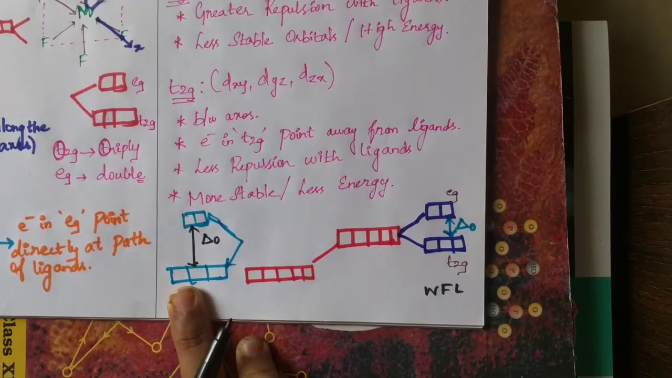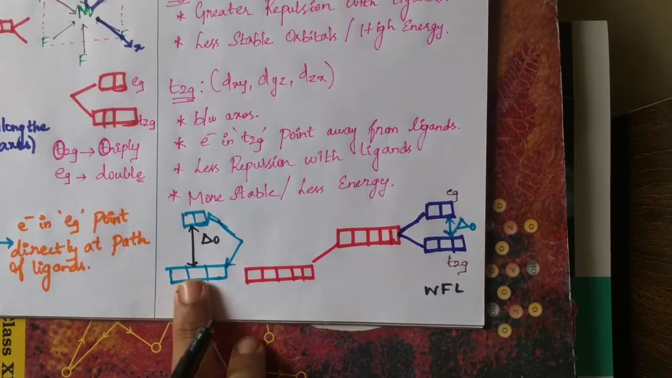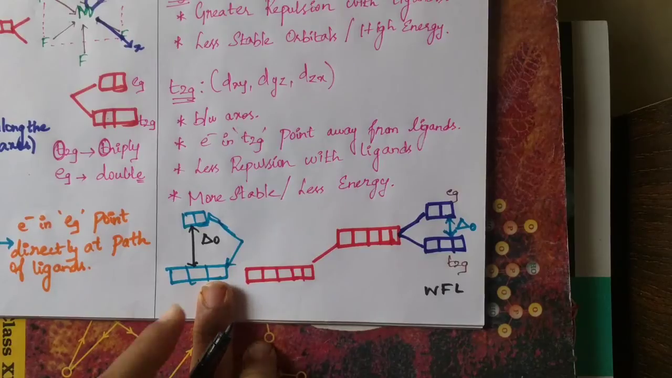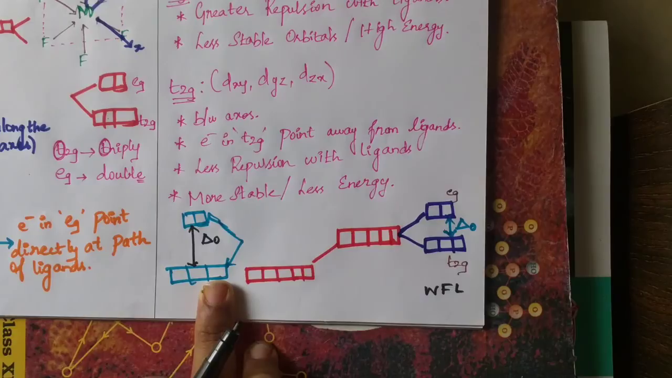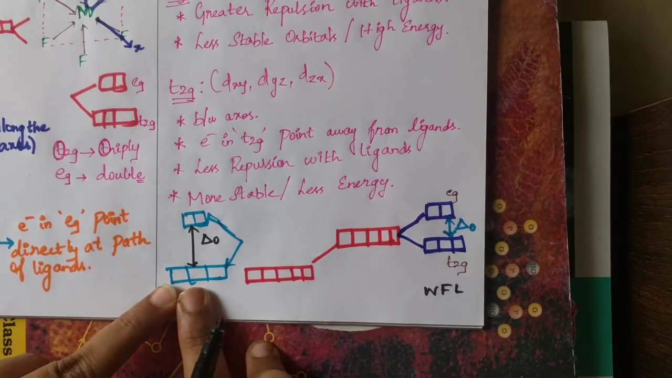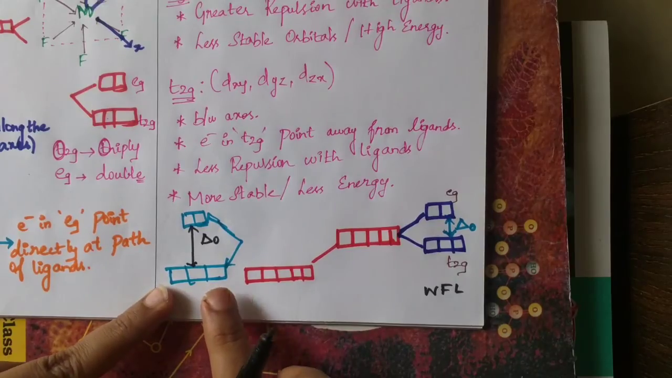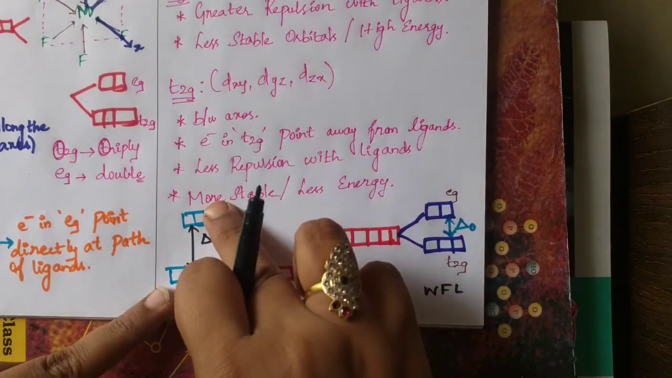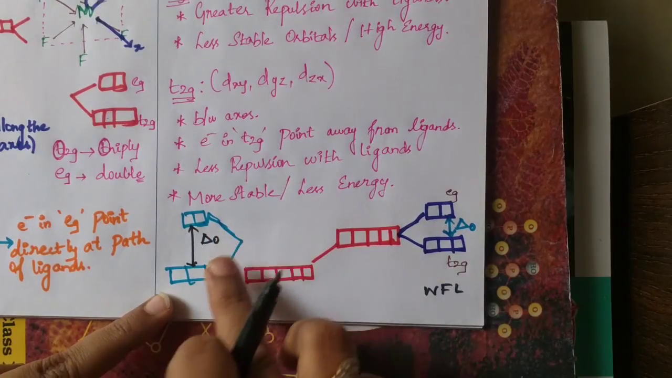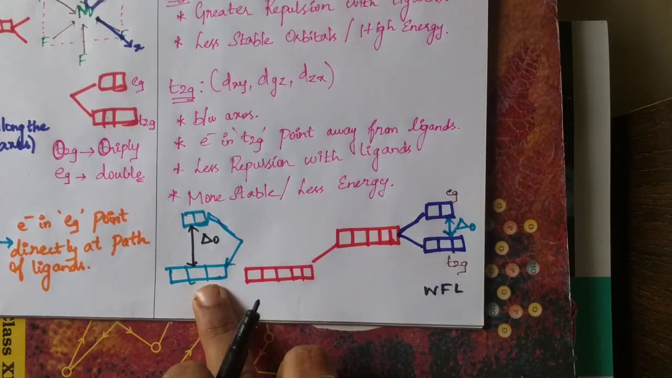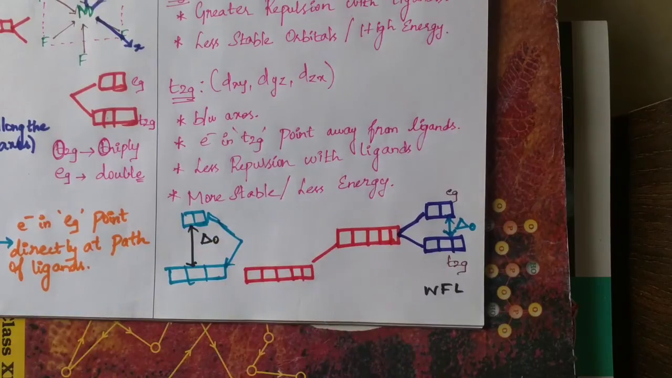Here, if you consider 4 electrons, the first 3 electrons fill here, and the next electron should move here. But here the energy gap is more, so that electron requires more energy. Instead of that, pairing takes place. That fourth electron requires more energy to enter the eg level. But if the ligand is strong, pairing takes place. So pairing energy is less than Δo.